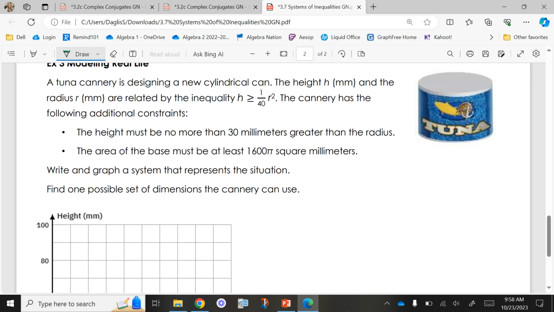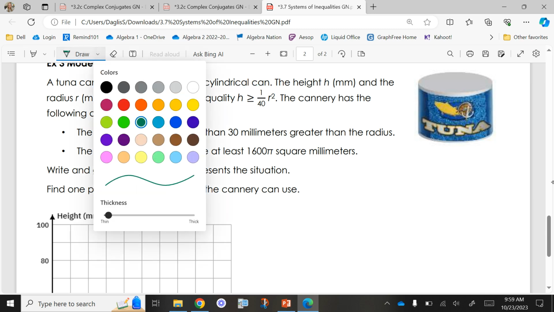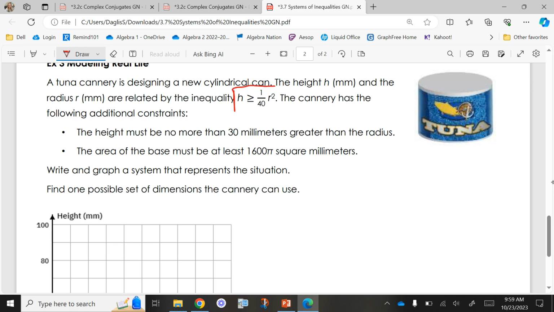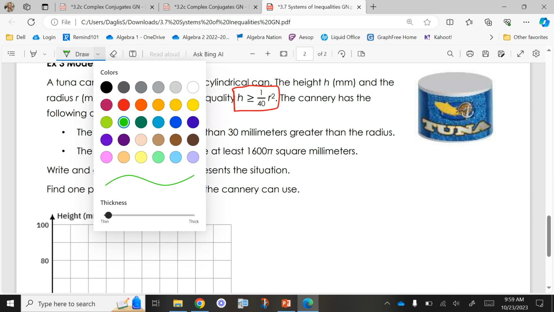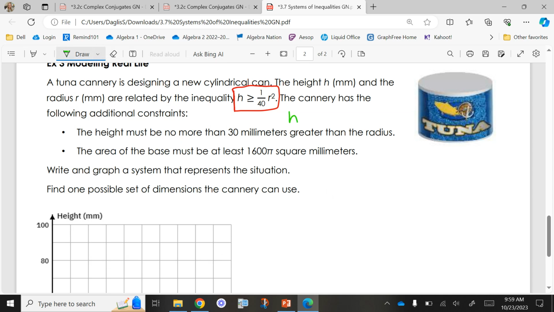All right, well, how could we... So we have one, right? Here's one inequality, and they've given me 2 more. The next one: the height must be no more than 30 millimeters greater than the radius. So how could I put that as an inequality? H, my height, must be less than or equal to 30 millimeters greater than the radius. R plus 30. Yep. So there's our second inequality.